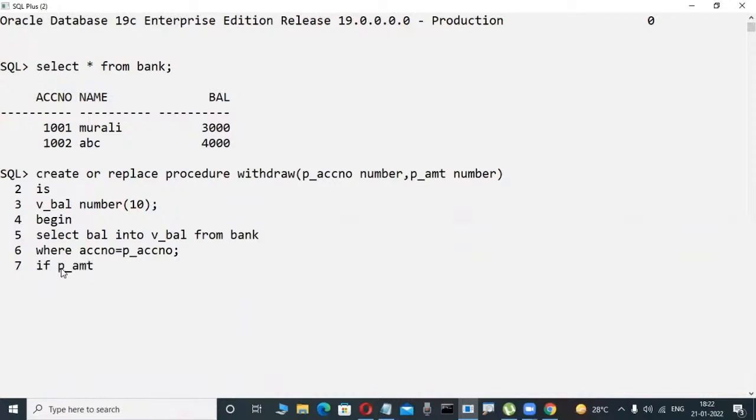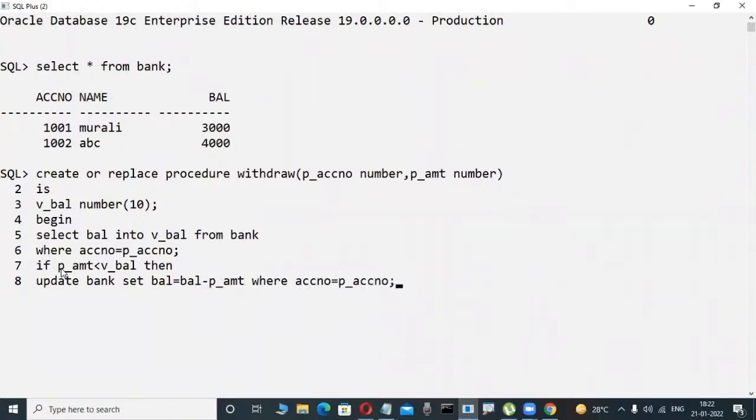Suppose here, observe the logic, not the coding. If that amount is less than the available balance, then I want to affect that in the database. Update table name, set balance equal to balance minus p_amount. Something is there, coding is there. Okay, fine. Now check it out.